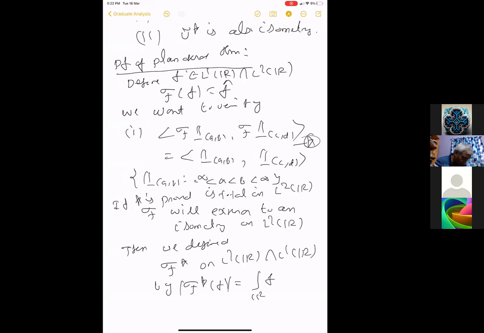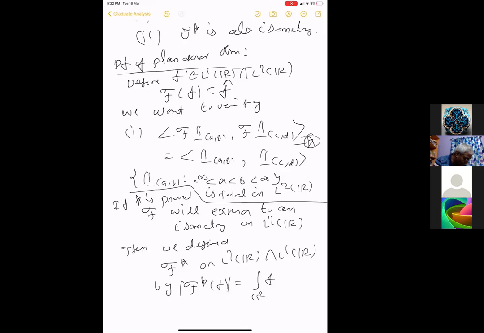Sir, what is that statement? Which statement? If star is proved, is total in L2(R), is that the statement? No, if it is like this, sir. Oh, okay. That is total in L2(R). Then if star is proved, then F will extend to an isometry on that.